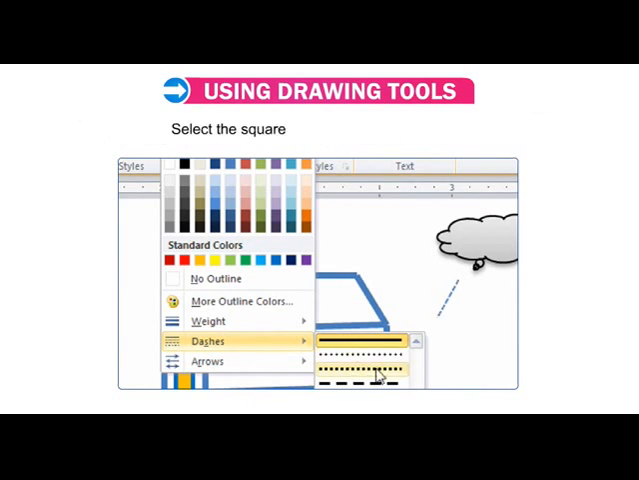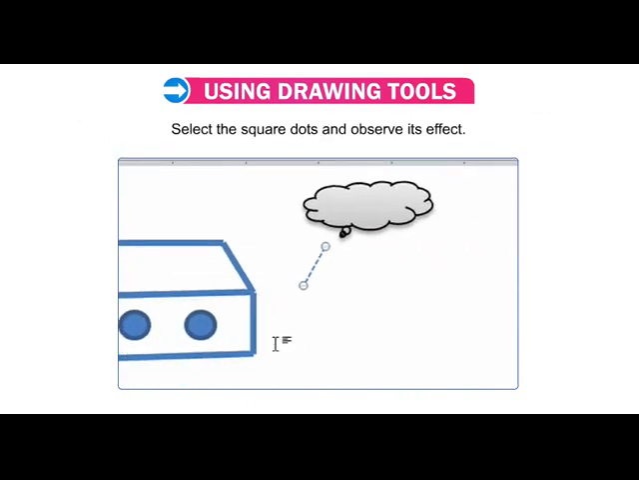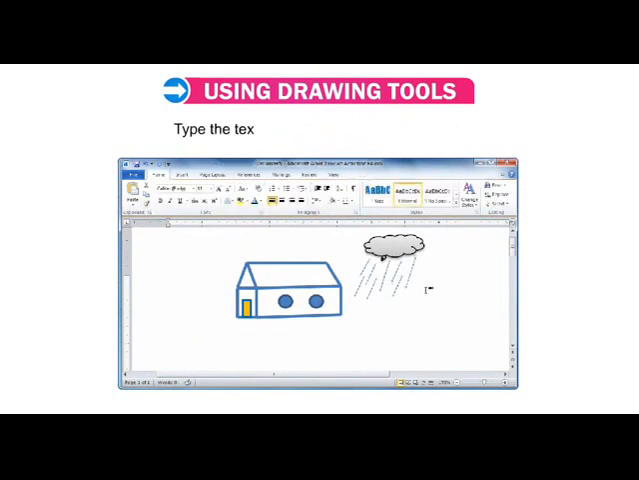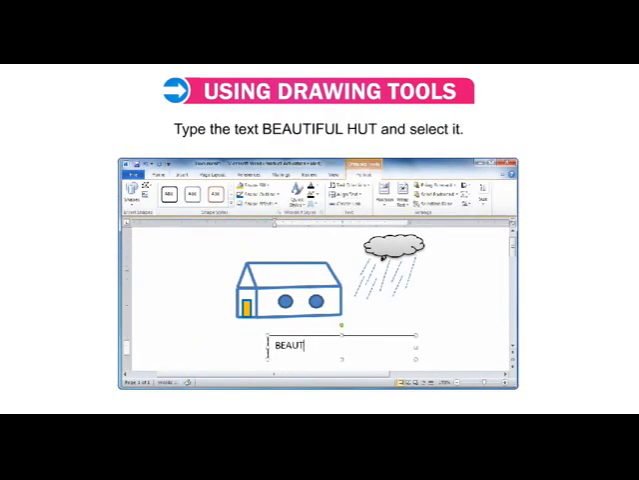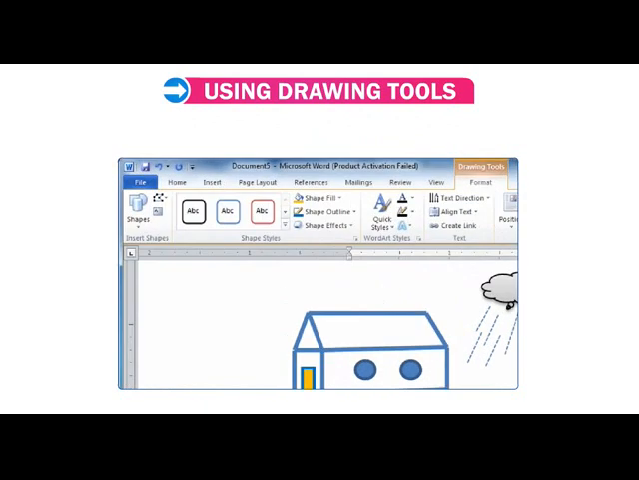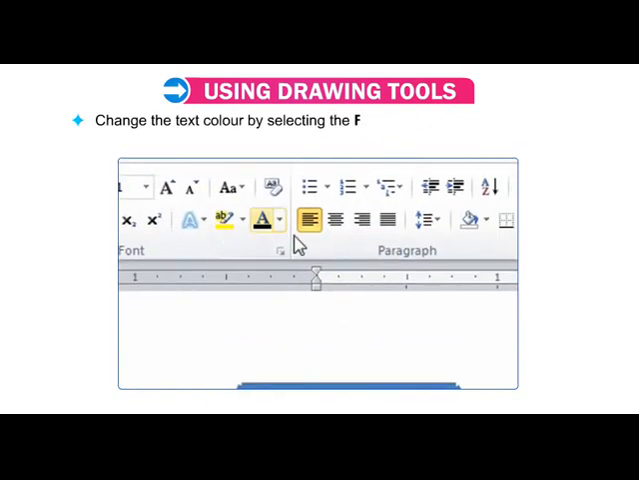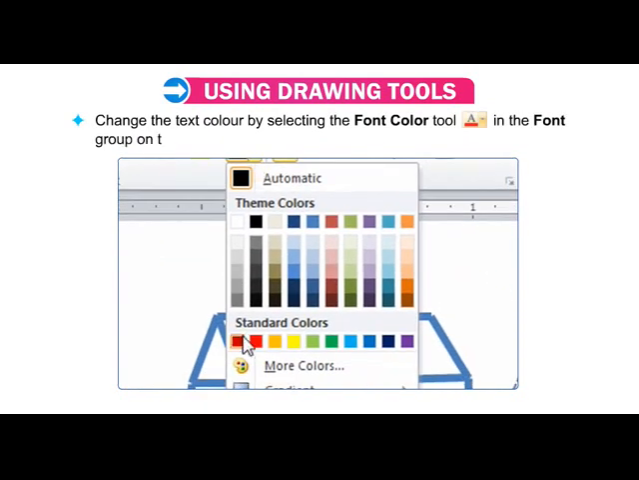Select the square dots and observe its effect. Type the text Beautiful Hut and select it. Change the text color by selecting the Font Color tool in the Font group on the Home tab.